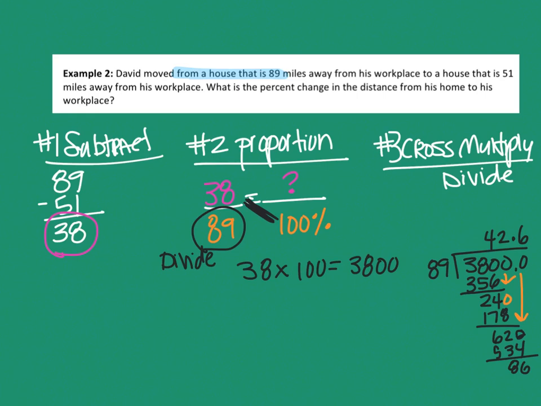Now, what I'm doing is I'm looking at 42.6. Is this enough to round up to 43 or stay the same? So the way you look at this is the digit that's behind the decimal. Is that 5 or greater? This one is. It's a 6, so that means I would round my answer up to 43. So now the change in his miles is 43%.